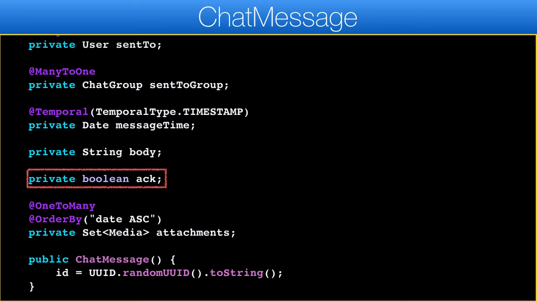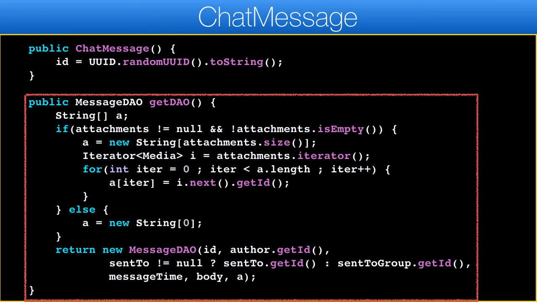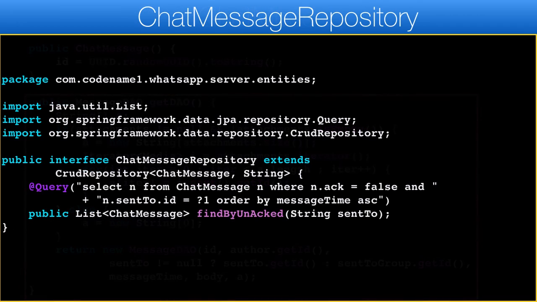This works great for one-to-one messages, but the message sent to a group would probably need a more elaborate ACK implementation. The DAO is again practically copied from the Facebook app. We can include the IDs for the attachments as part of the message.